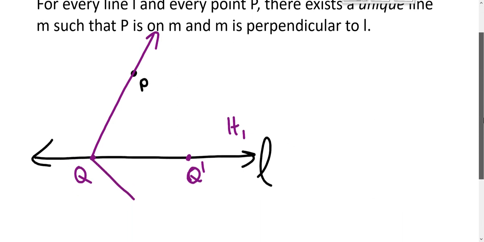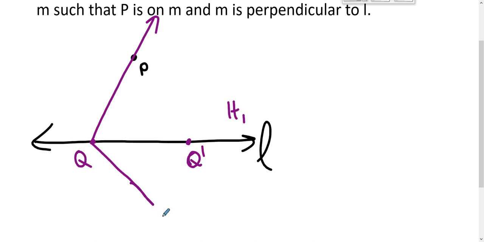Oh, this has got to go like so. In the other half plane, such that these two angles are congruent. And then we find a point P prime such that those segments are congruent. QP is congruent to QP prime.